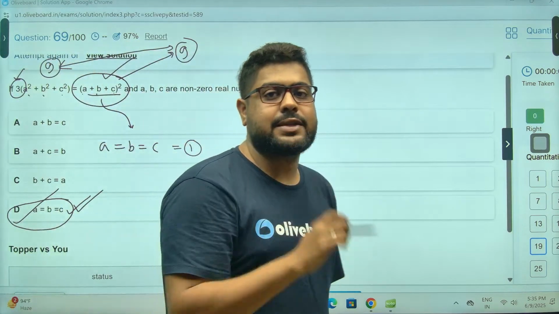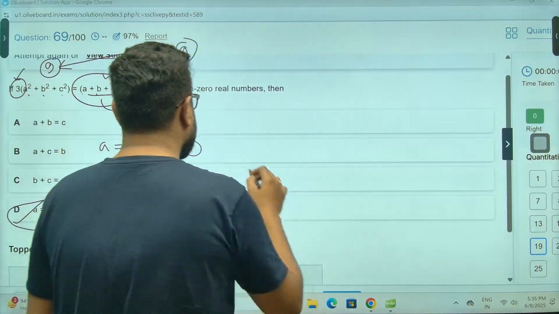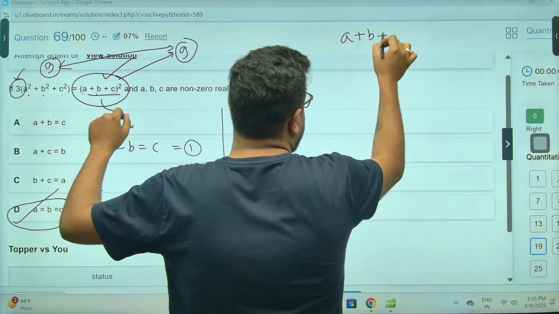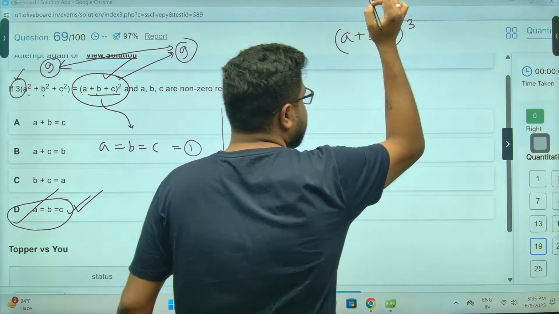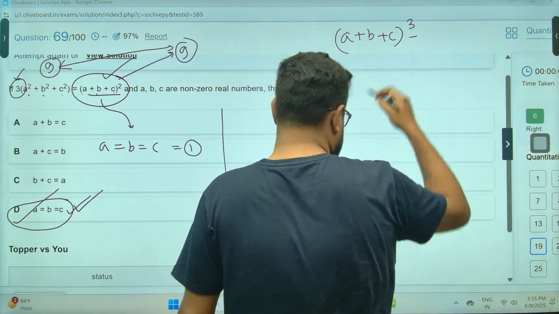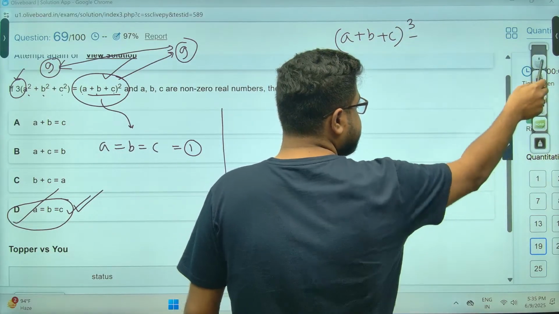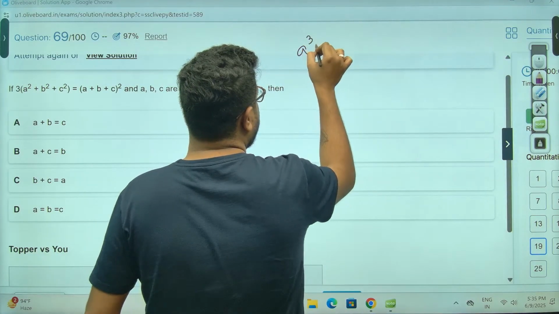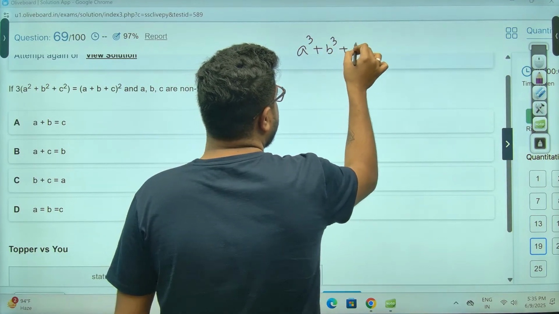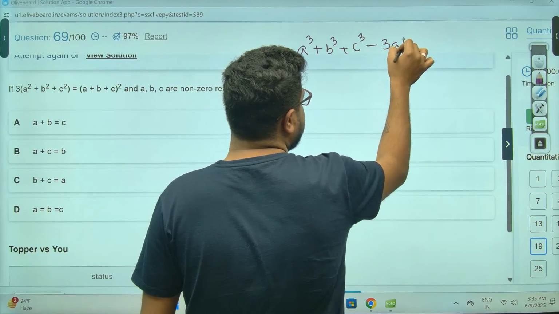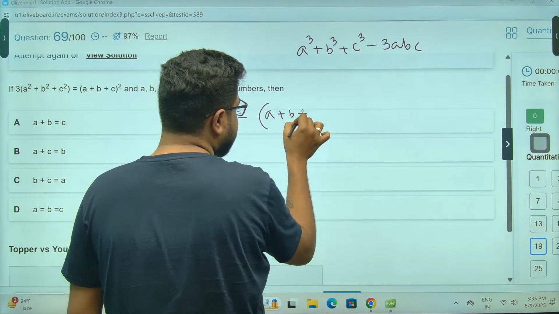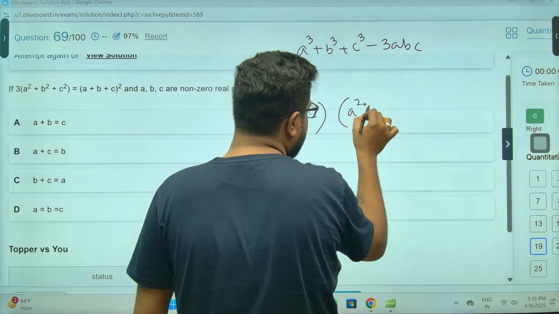But again, you might say, sir, how are you getting this? This actually comes from what I've shown you in my classes: a cube plus b cube plus c cube minus 3 times abc. Just understand if you don't know this already. It is a plus b plus c into the formula we all know.